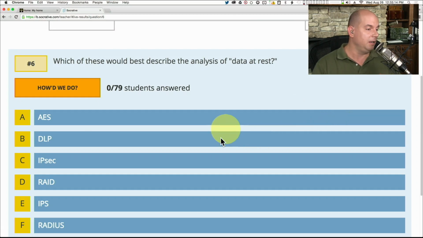Your options available, and I've got quite a few on this one, A through F, are AES, DLP, IPsec, RAID, IPS, and RADIUS. A bunch of letters. I threw a bunch of letters at the screen. That's how they ended up. So it's got to be one of these, though. One of these would best describe the analysis of data at rest.